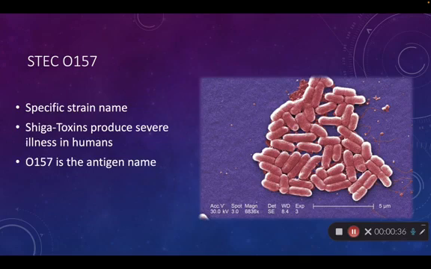O157 refers to the specific antigen, which is part of the cell wall. Antigens are used to help classify the specific strain. O157 is the antigen found on the surface of the strain.